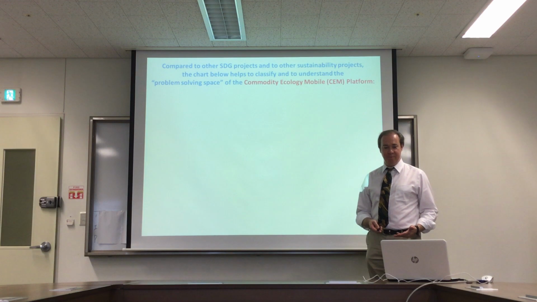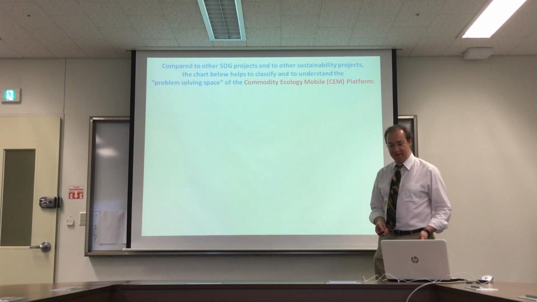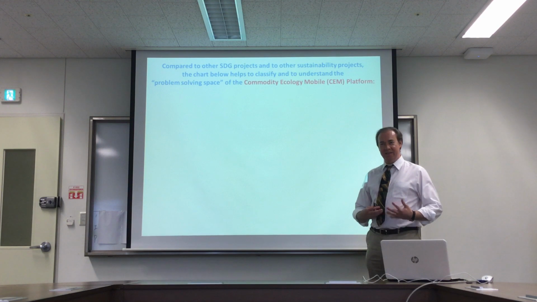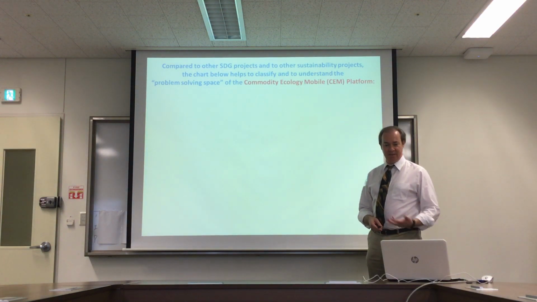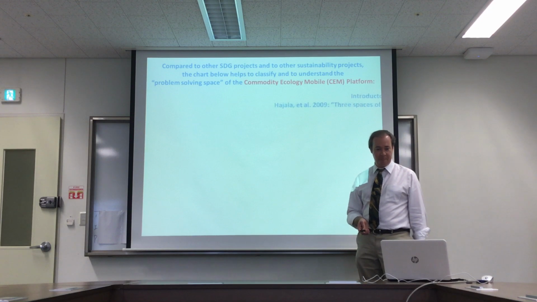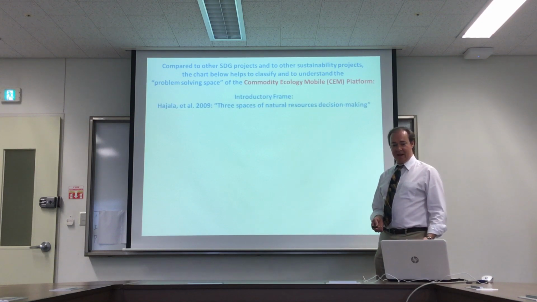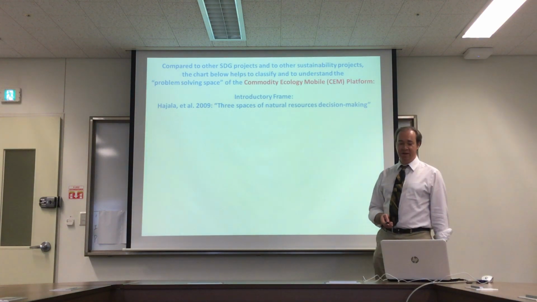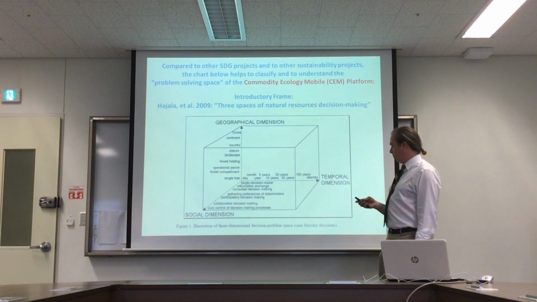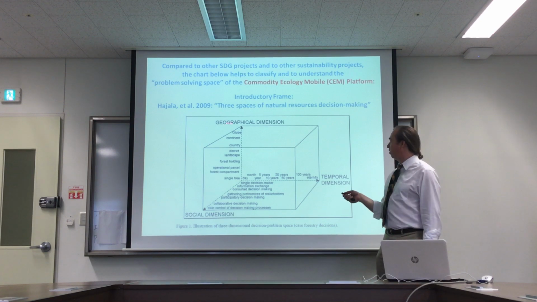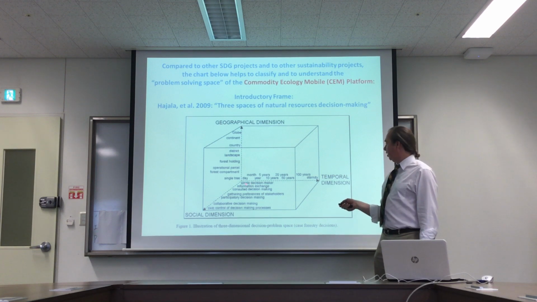Compared to other SDG projects and to other sustainability projects, this chart below will help you classify and understand the problem-solving space of the Commodity Ecology Mobile Platform. It's from another article that I took, but the point is not that name, but it's the three spaces of natural resources decision-making. And in the middle, I hope you can see, you can always think about all decisions as having three factors: a geographical factor, social factor, and a temporal dimension. For instance, if I wanted, as a single person, a single decision maker, to plant a tree on one day, that's right in the middle, right?